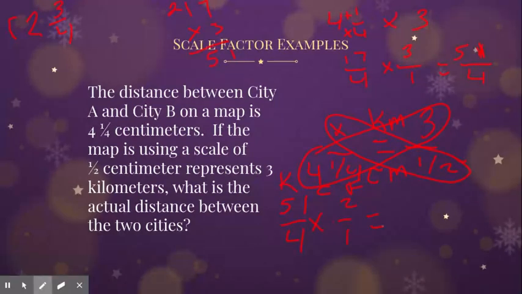51 times 2. 51 times 2 is 102 over 4 times 1 is 4. Okay. And that's all we have to do. And then I'm going to put it back into mixed number form. Okay. Because it won't have it as an improper fraction as your answer. So let me erase this so we can do some division.